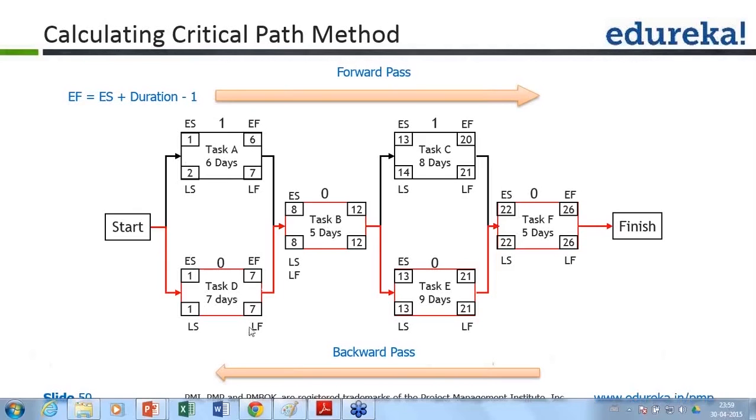Suppose there is a delay of 1 day in this activity. Let's say activity A gets delayed by 1 day. Is it going to impact B? No, because you have a buffer of 1 day. You have the float of 1 day. So float, slack or buffer, they're all one and the same thing.